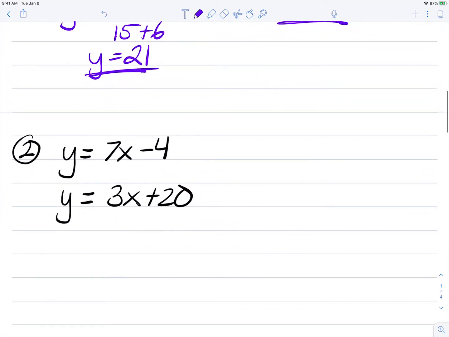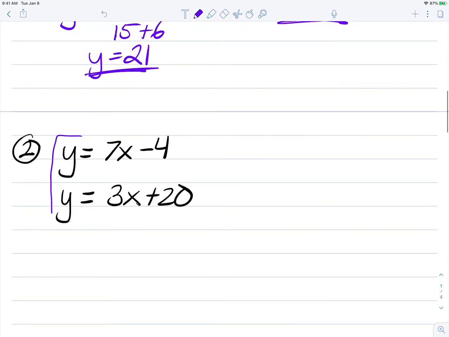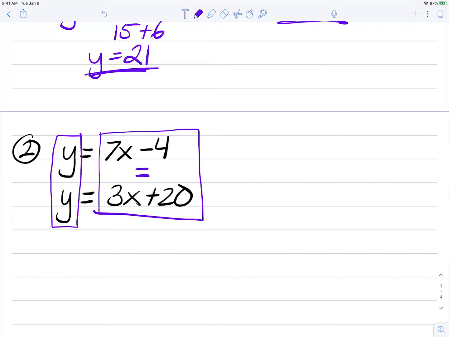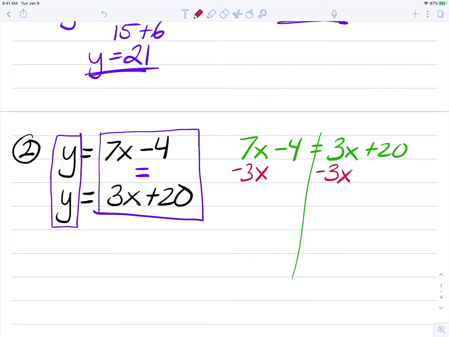Okay, let's try another one. These ones, they both equal y, therefore they must equal each other. So we can write the equation that 7x minus 4 equals 3x plus 20. If I solve that equation, I'm first going to subtract 3x from both sides because I had variables on both sides. I have 4x minus 4 equals 20.